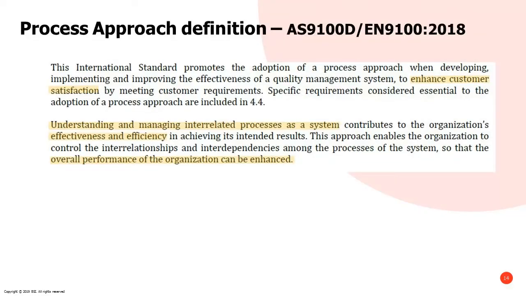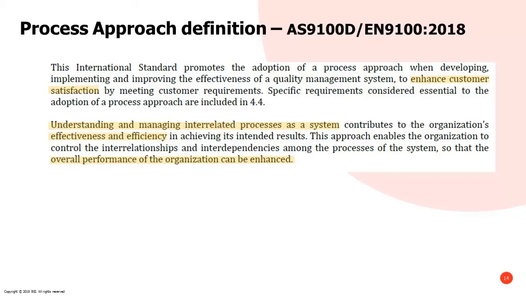So let's look at what the standard says. There's some key words in here which I've highlighted in yellow. First of all, to enhance customer satisfaction. If a system doesn't deliver that, then it's not an effective system. You need to understand and manage the interrelated processes in a system. So it's now setting out that you have to map these things out and understand them, which is why the standard requires that you document them.